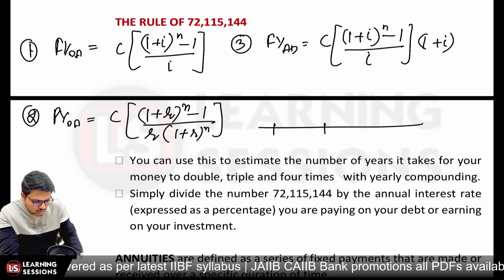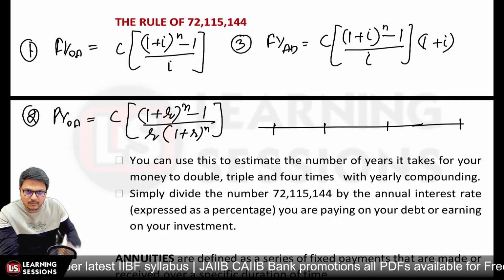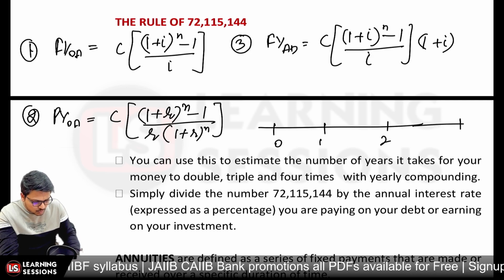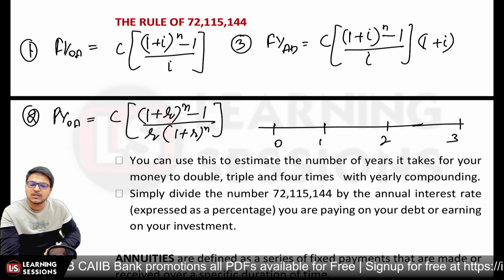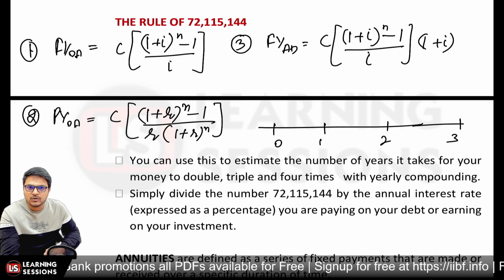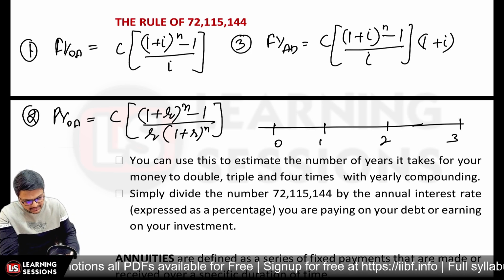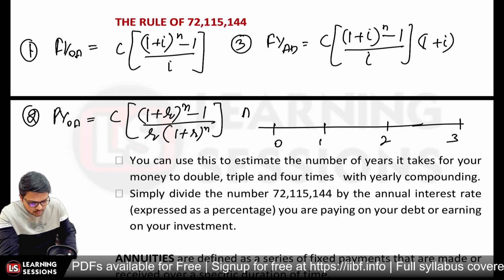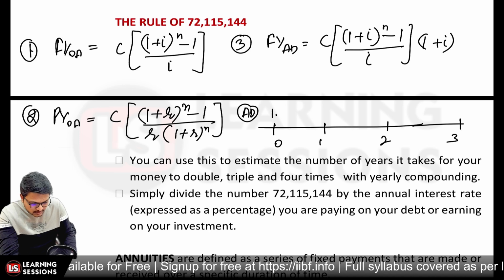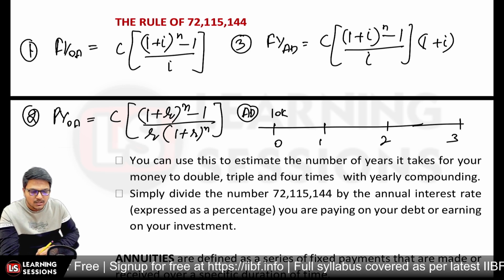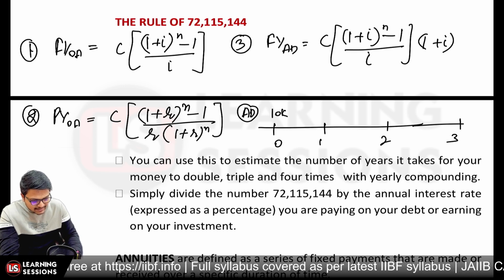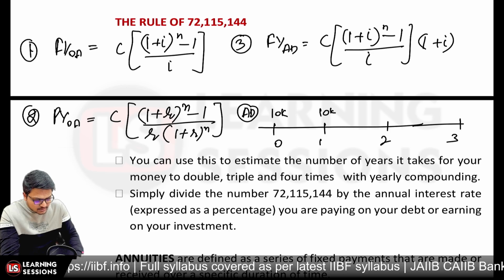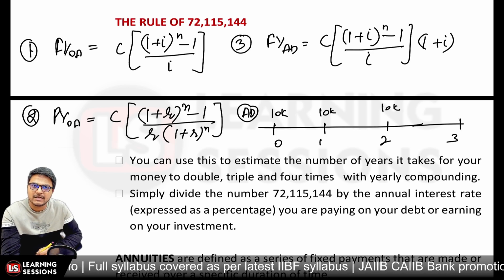So let's talk about this particular period: 0, 1, 2, 3. When you go with the annuity due, in that scenario you're going to deposit at the beginning of the interval. Let's say I'm depositing rupees 10k every year. So if it's a case of annuity due, I'm going to deposit the money over here, at the beginning of the first year, then at the beginning of the second year, right? That will be the scenario.